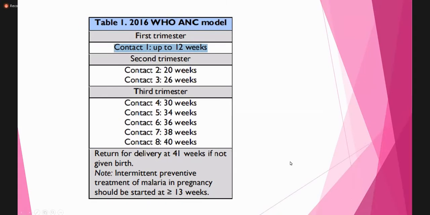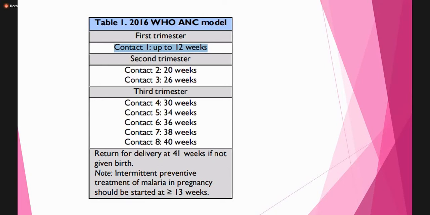The first trimester, contact 1 up to 12 weeks. So a female, when she's pregnant, should have contact 1, that is, she should come to the antenatal clinic up to 12 weeks. The first visit should be after she's pregnant, up to 12 weeks. Then in the second trimester, contact 2 is at 20 weeks, and then contact 3 at 26 weeks.